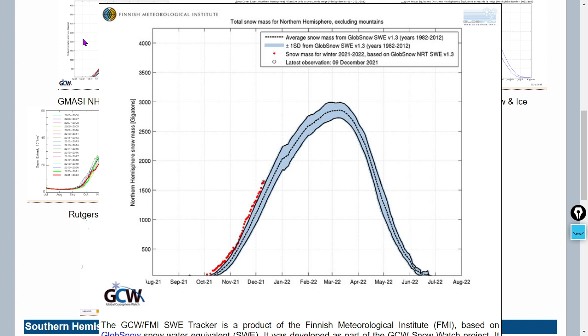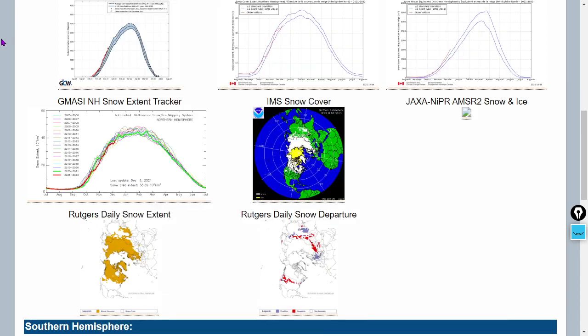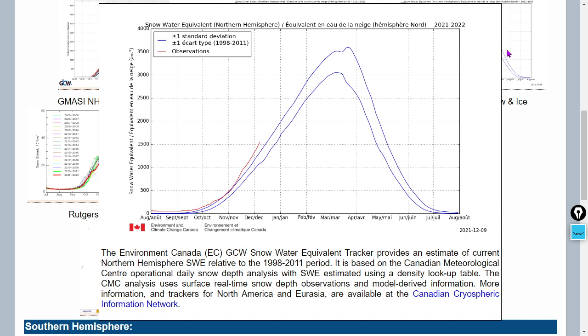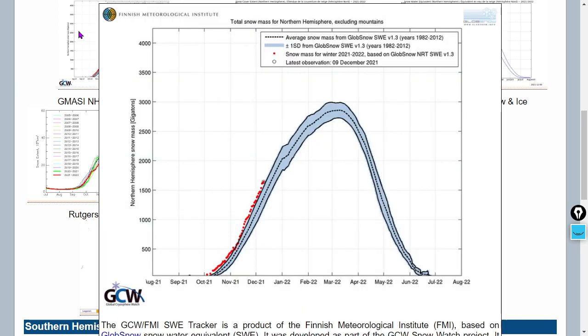So this is the snow mass. It's showing you the depth used to calculate the snow mass, not including mountains, by the way. And you can see the snow water equivalent agrees with that. The average on this imagery is the 1982 to 2012 30-year average. That's the shaded in blue area there. That's 1 standard deviation, both above and below the dotted line.